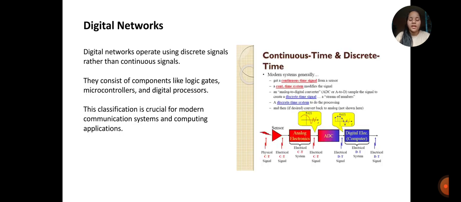Digital networks. Digital networks operate using discrete signals rather than continuous signals. They consist of components like logic gates, microcontrollers, and digital processors. This classification is crucial for modern communication systems and computing applications.